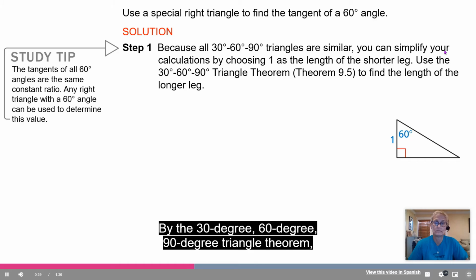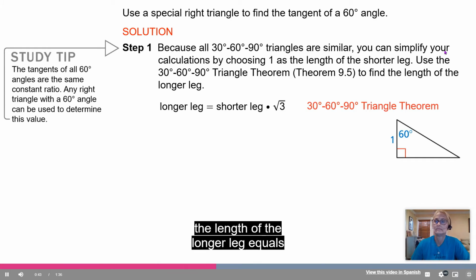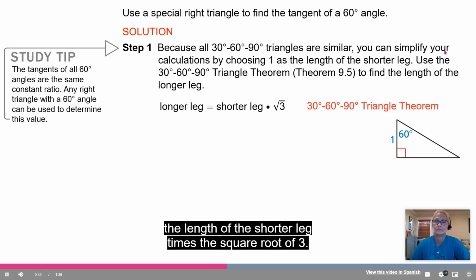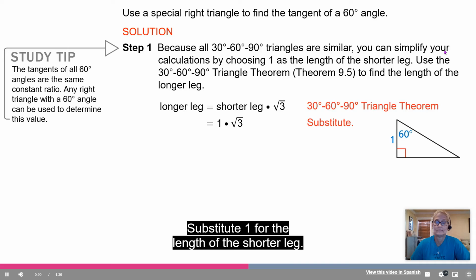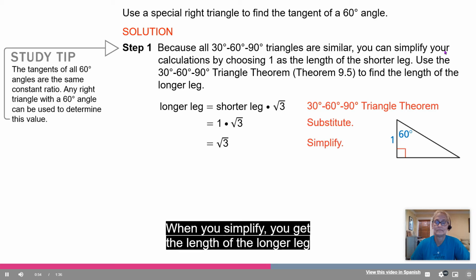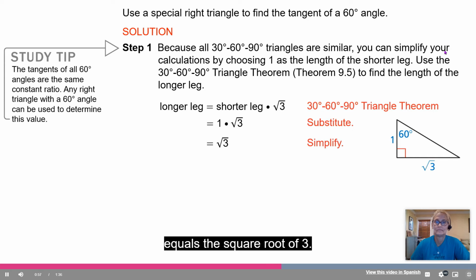By the 30-60-90 triangle theorem, the length of the longer leg equals the length of the shorter leg times the square root of 3. Substitute 1 for the length of the shorter leg. When you simplify, you get the length of the longer leg equals the square root of 3.